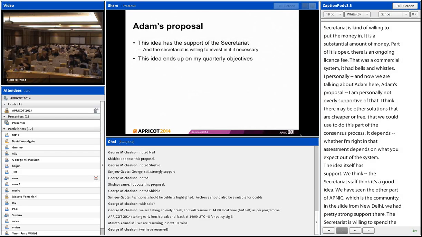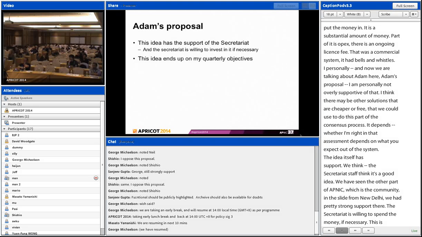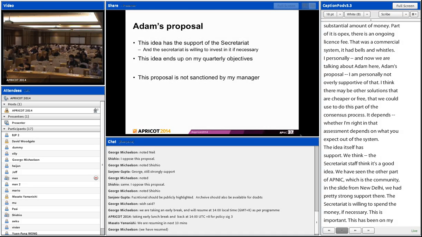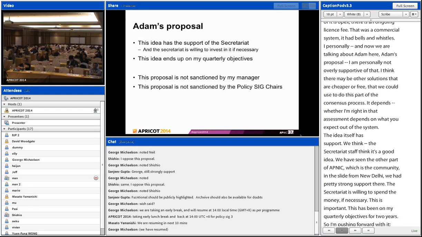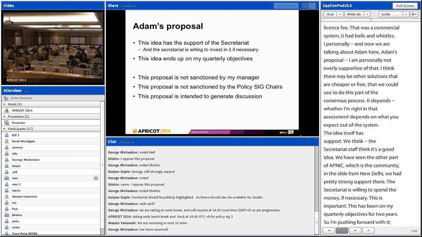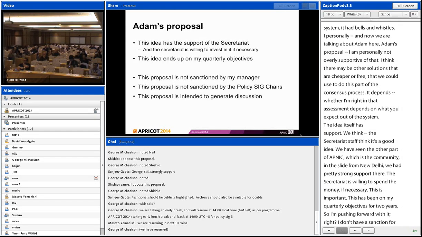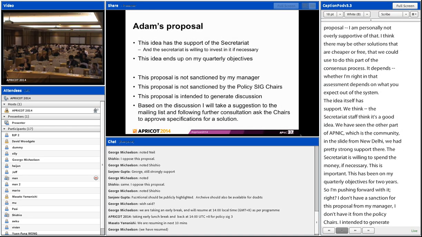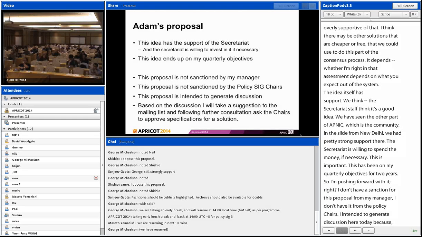This has been on my quarterly objectives for 2 years. So, I'm pushing forward with it, right? I don't have sanction for this proposal from my manager. I don't have it from the policy chairs. I intend it to generate discussion here today because based on that discussion, I'm going to move forward or stop. It either gets done or gets taken off my quarterly objectives.